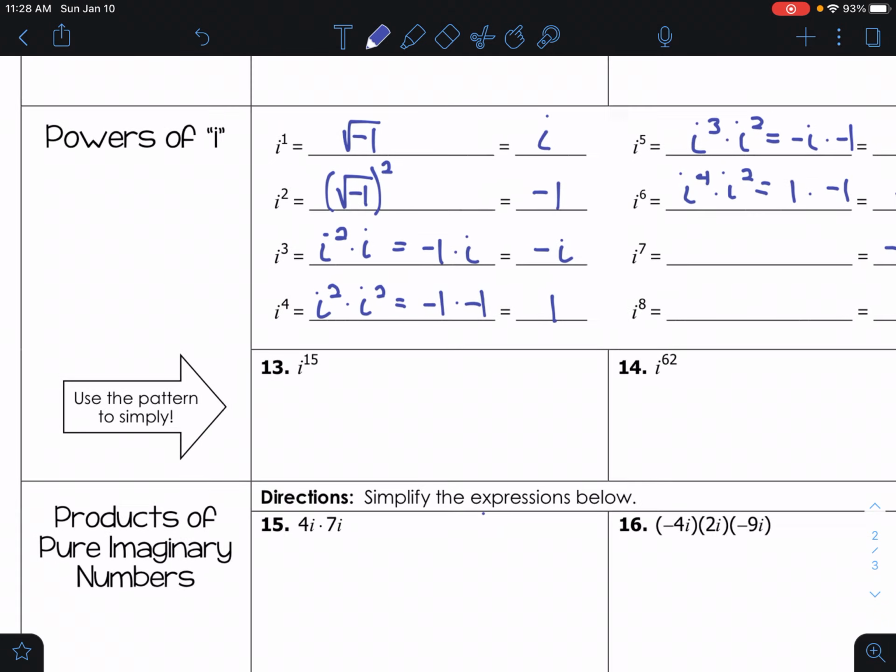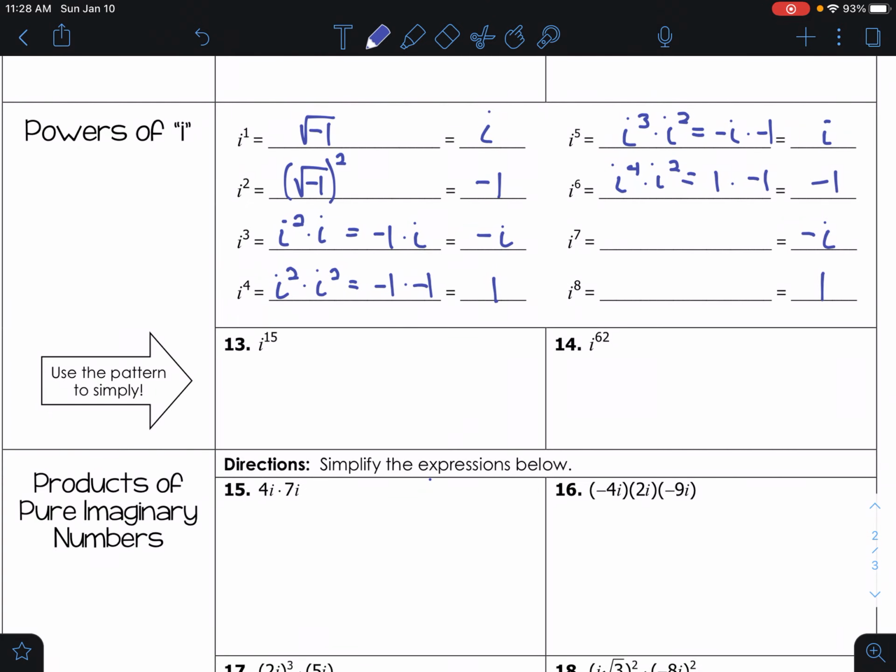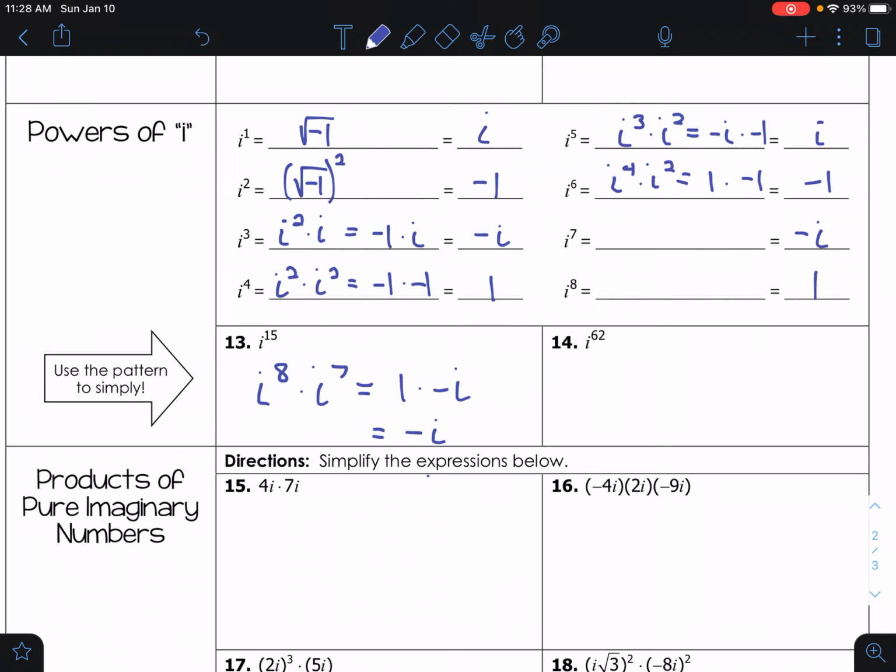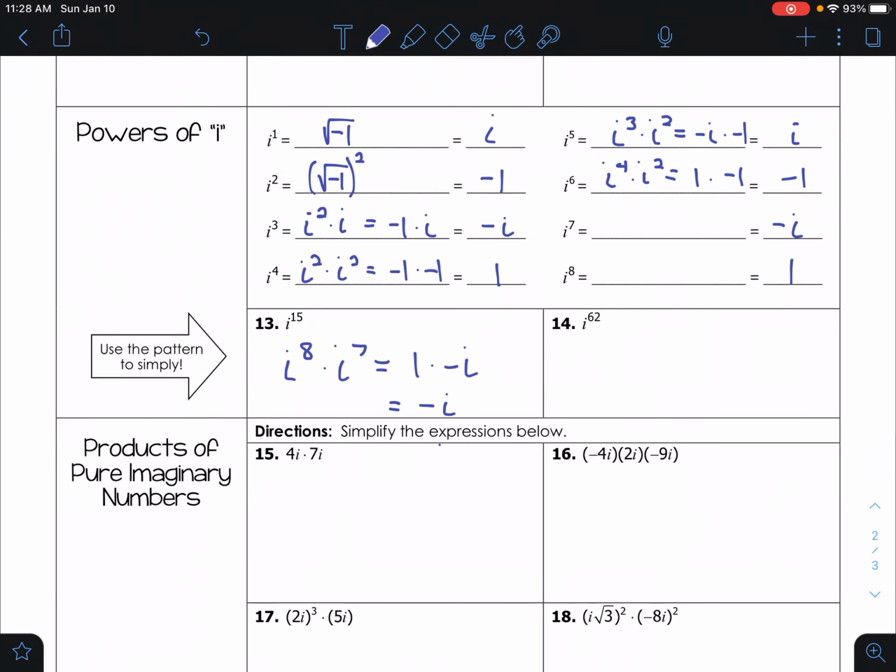So you can get to i to the 15th by using these patterns or however you want to get there. One way you could do this maybe is i to the 8th times i to the 7th. And you would say, oh, that's, let's see, 1 times negative i. So this would be equal to negative i. Okay. See if you can figure out i to the 62nd power.